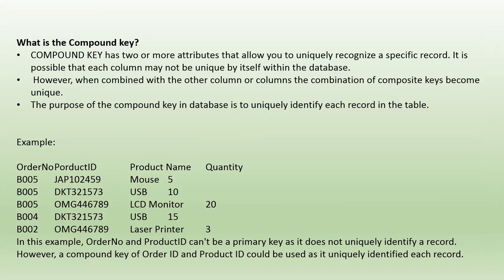In a product table, we have order number, product ID, product name, and quantity. In this example, order number and product ID cannot be a primary key on their own as they do not uniquely identify the record. However, the compound key of order number and product ID would be used as it uniquely identifies each record.